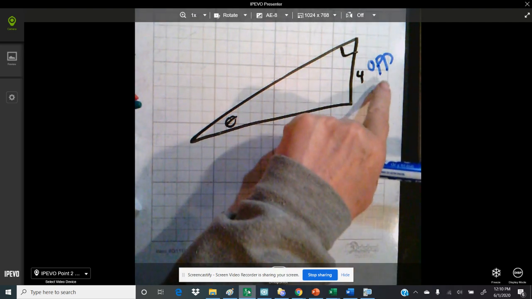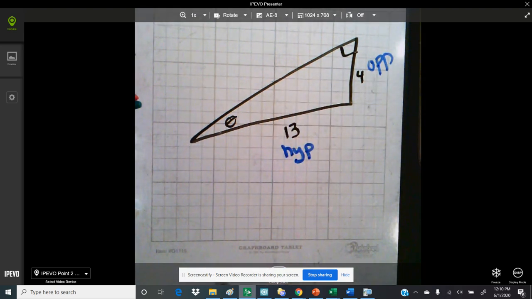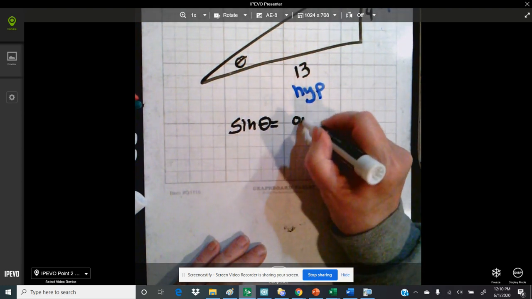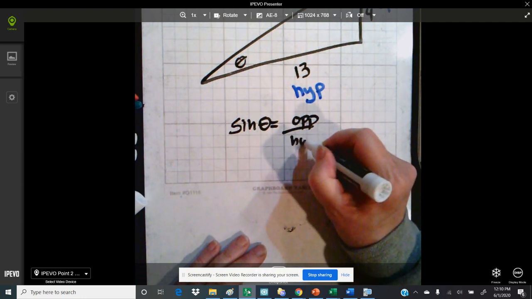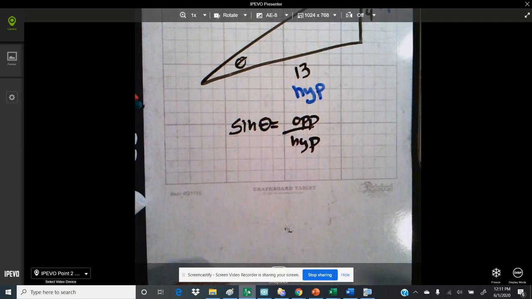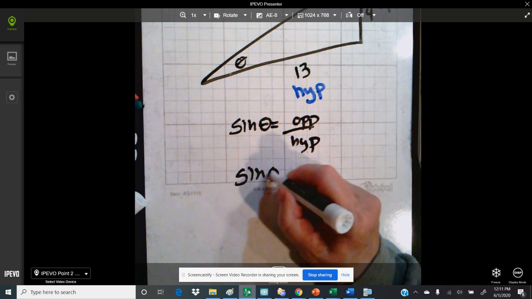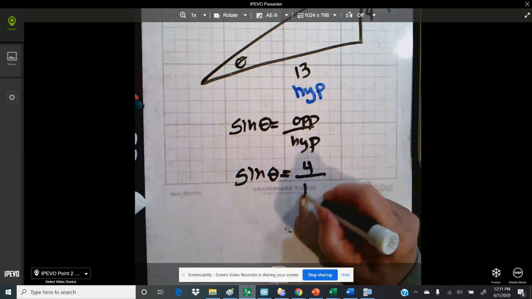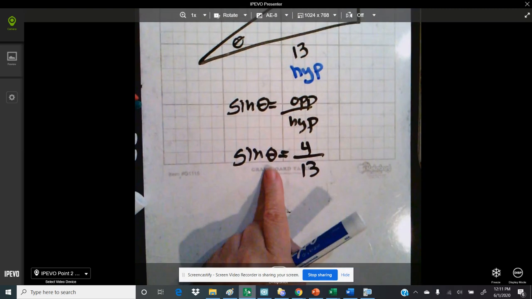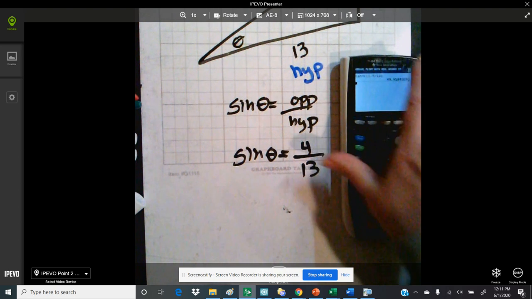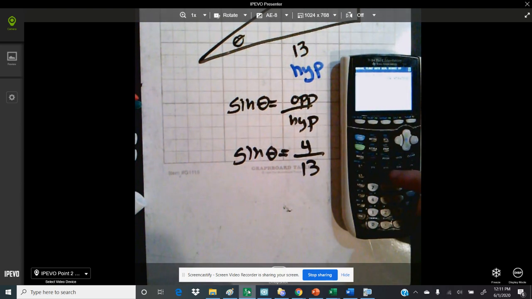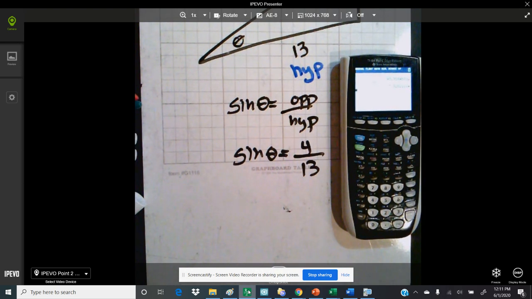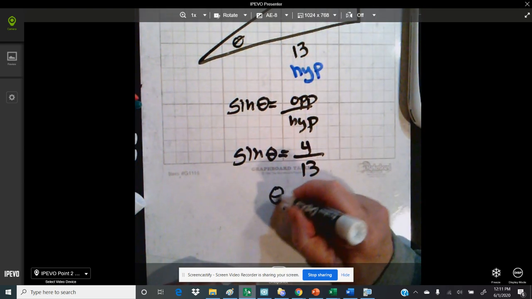I'm going to say what uses the opposite and the hypotenuse. That will be the sine. So I know the sine of an angle is the opposite over the hypotenuse. I'm going to write in what I know. The sine of the angle, the opposite is 4. The hypotenuse is 13. It's an angle that I want to try and find, so I'm going to use the second function on my calculator. So I'm going to go second sine 4 divided by 13. And it's going to be 17.9 or about 18 degrees.